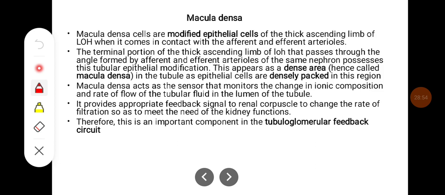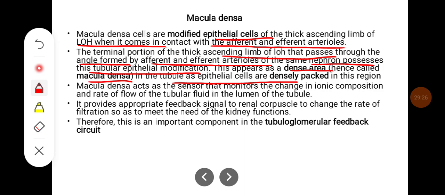Macula densa cells are modified epithelial cells of the thick ascending limb of the loop of Henle where it comes in contact with the afferent and efferent arterioles. The terminal portion of the thick ascending limb that passes through the angle formed by the afferent and efferent arterioles of the same nephron shows this tubular epithelial modification, and the appearance is a dense area. Hence they are called macula densa, as the epithelial cells are densely packed in this region.